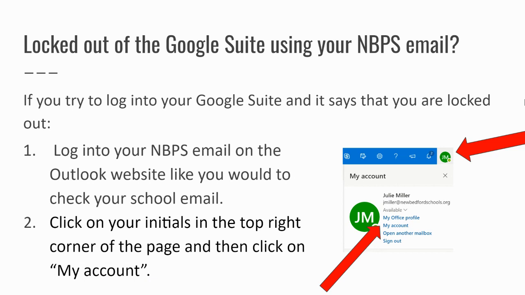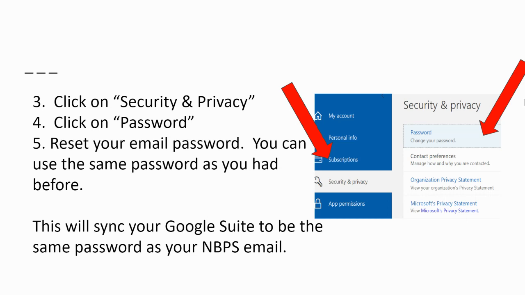If you are locked out of your Google Suite using your New Bedford Public Schools email, you need to actually go and log into Outlook on the website and log in with your New Bedford Public Schools email and password. Then you are going to click on your initials in the top right corner of the page, and then you click on My Account. Once you do that, you will then click on Security and Privacy. Then you will click on Password. Then reset your email password. Now you can use the same password that you had before. What's going to happen is this is going to sync your Google Suite to be the same password as your New Bedford Public Schools email.